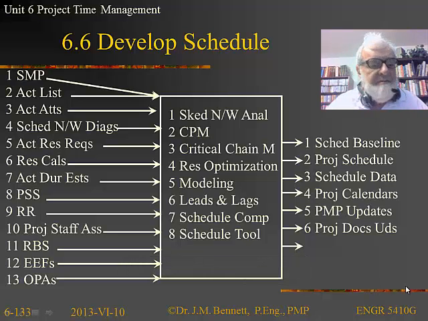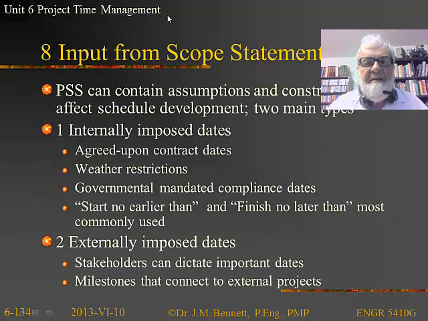Now 6.6, we're going to talk about develop schedule. Here, we're talking about how we modify the schedule as we go along and learn certain things about what's going on. The input comes from many sources. The scope statement has a bunch of assumptions and constraints that affect schedule development. Again, there are two types of constraints: internally imposed dates and externally imposed dates.